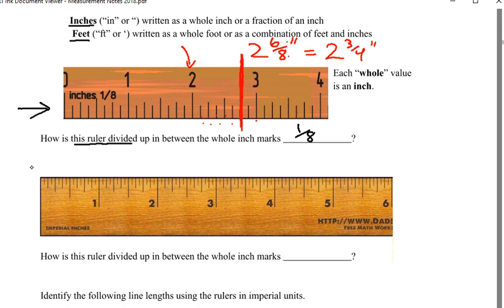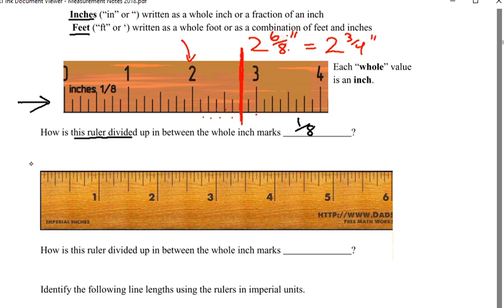Now, what's different about the ruler underneath? It's still inches. Imperial inches is what that says. So we still have 1 inch and 2 inches and 3 inches. But this time if we count the little ticks, there are 16 ticks making up 1 whole inch. There's 16 of them. So in this case, there are 16 ticks, so we're dealing with 1/16. Each tick is 1/16 of an inch.